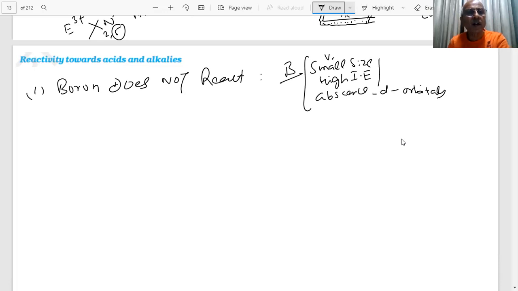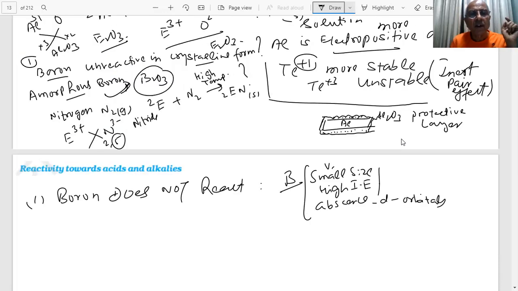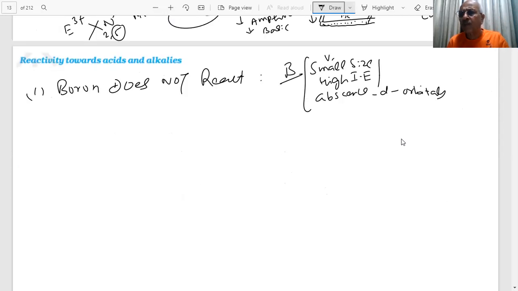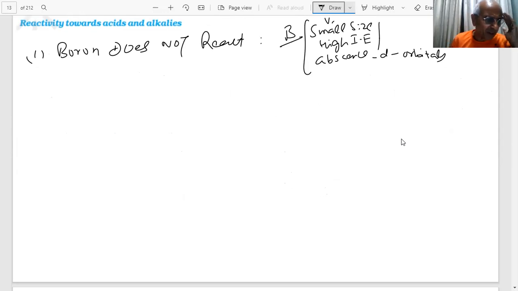When we discussed the oxides, student, if I say B2O3, will it be acidic, basic, or amphoteric? Acidic. As you go down the group, it becomes amphoteric, and then basic. This is the trend we experience, yes or no? Yes, sir. Such small points can be asked in the paper, student.